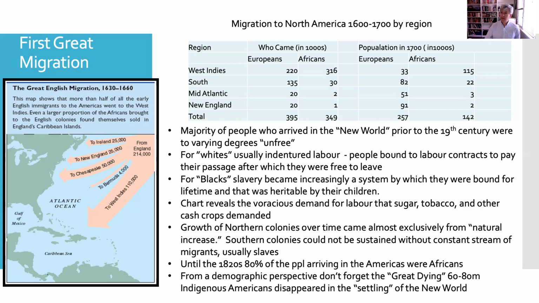But you can see the ways in which, look at the numbers of even Europeans who arrived, particularly in the West Indies. And again, the South was the magnet for most of the population in this period. That's where the money was to be made. That's where the opportunity was.